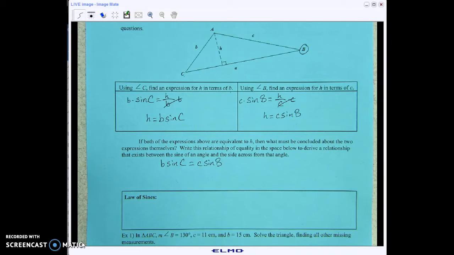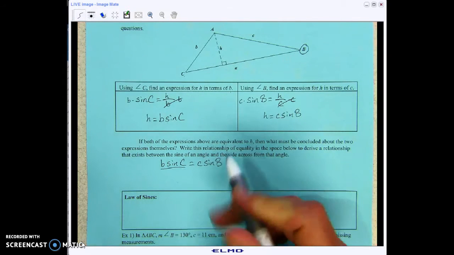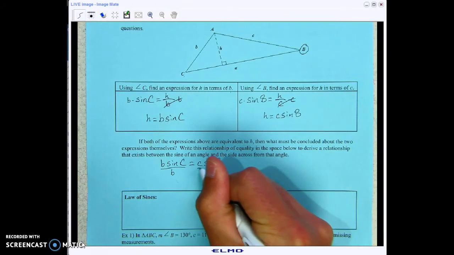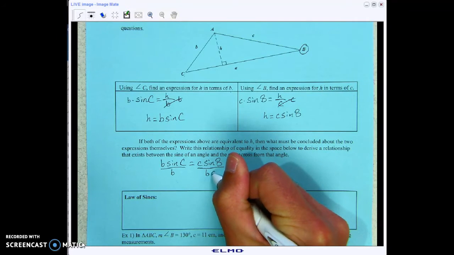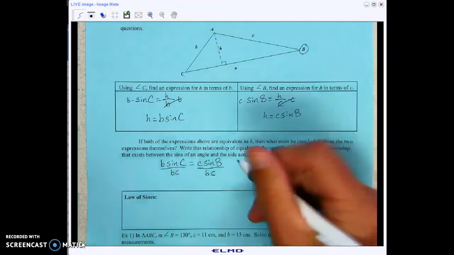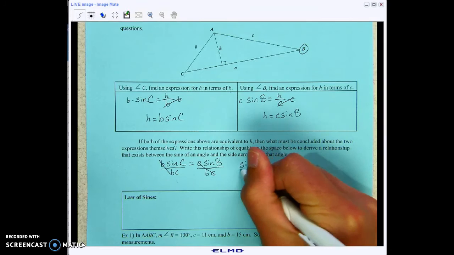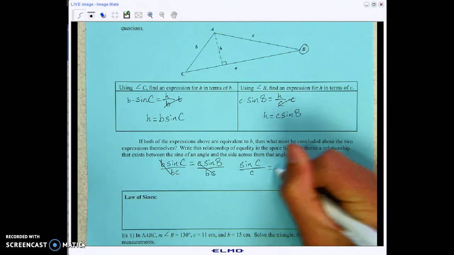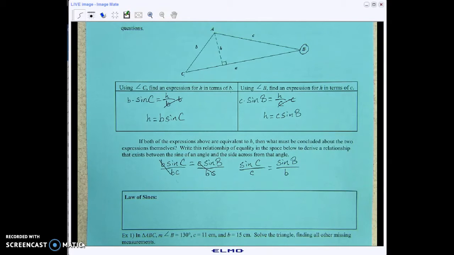Now, again, we're trying to figure out what this really does for us, right? Well, if I tried to get B away from this side, I would have to divide both sides by B, right? Then if I tried to get C away from this side, I'd have to divide both sides by C. So it works out to look something like that. In other words, we get that the sine of angle C over side little c is equal to the sine of angle B over side little b. Okay, and that right there is the relationship we're looking for.